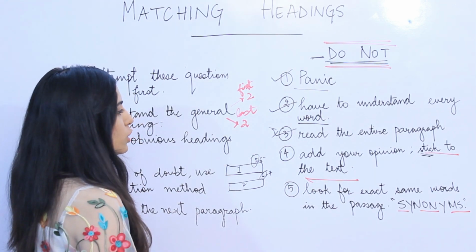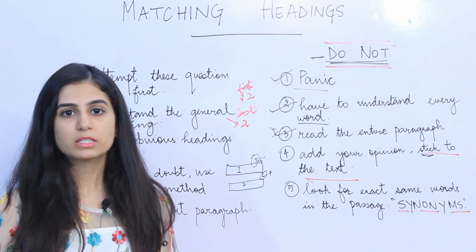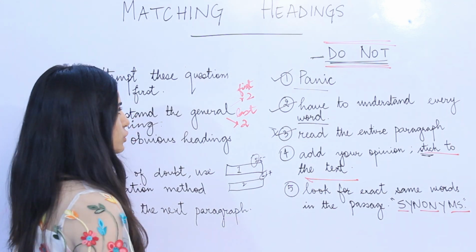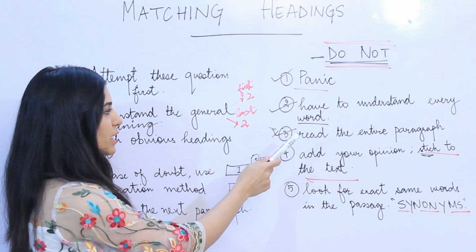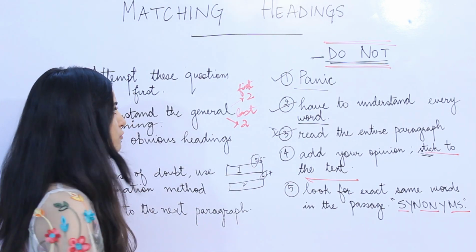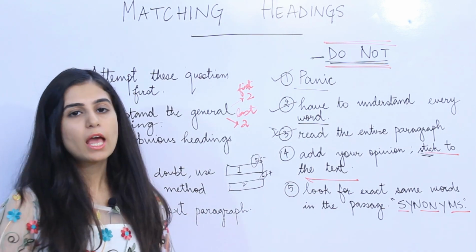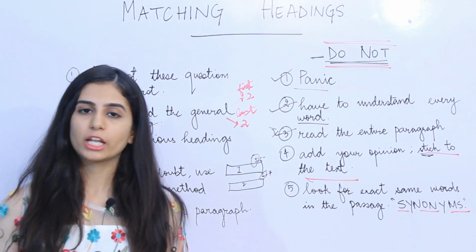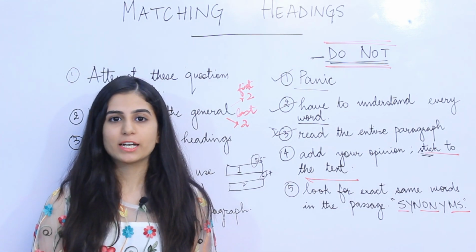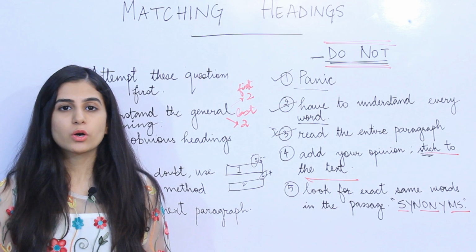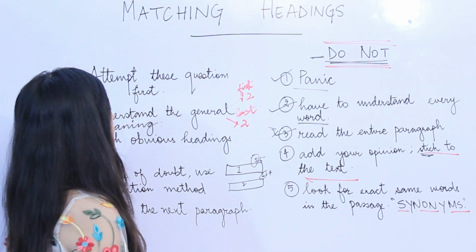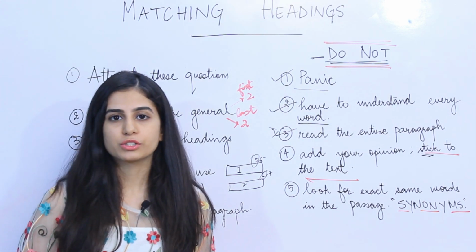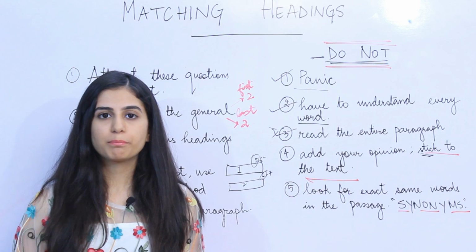You just have to look for synonyms, because chances are you'll find synonyms and not the exact same words in your passage as in the question. So do not panic, do not understand every word, do not read the entire paragraph, just the first two and last two sentences. No opinions, no assumptions, no prior information whatsoever that you have about that particular paragraph or topic. So this is how you will be solving your heading questions, and this is how you can match your headings with the corresponding paragraphs.